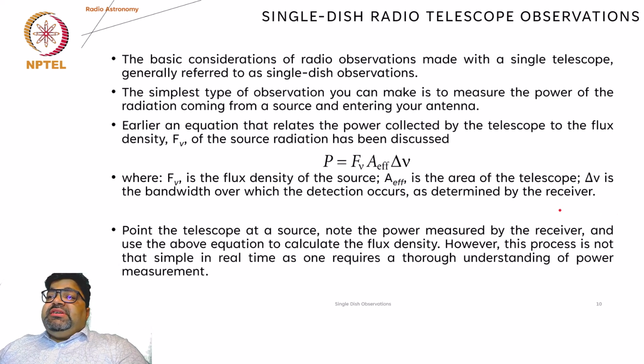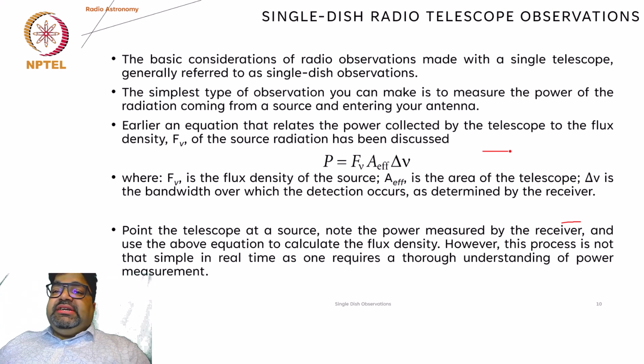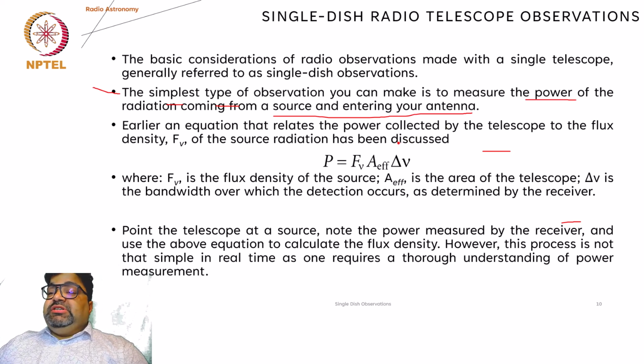Single dish radio observations: basic considerations for radio observations made by a single telescope, generally referred to as single dish observation. That's the definition. The simplest type of observation you can make is to measure the power of the radiation coming from a source and entering the antenna. As we discussed earlier, the convolution of the beam, the primary beam, with the source is what is the resultant brightness which we observe from the telescope. An equation that relates the power collected by the telescope to the flux density F nu. I must note that we keep changing F nu, S nu, etc., and apologies for that.